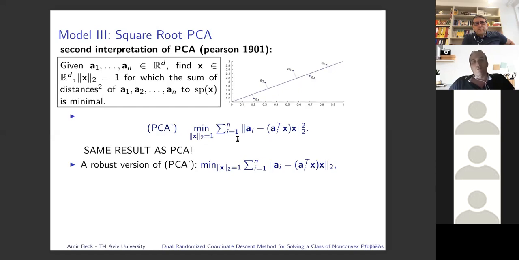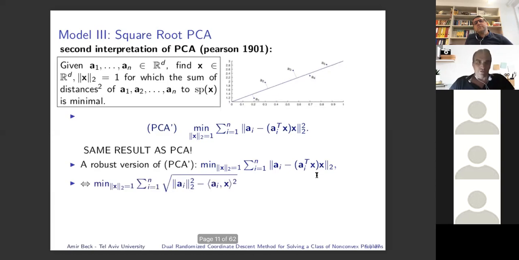For example, if I would like to look at robust versions of PCA, meaning a PCA that is insensitive to outliers, then we all know that it's better to look at the sum of the distances and not at the sum of the square distances. So if we want a robust version, we take this problem and replace the square by 1. This is a robust version of PCA. It is, of course, different from PCA and should be insensitive to outliers.